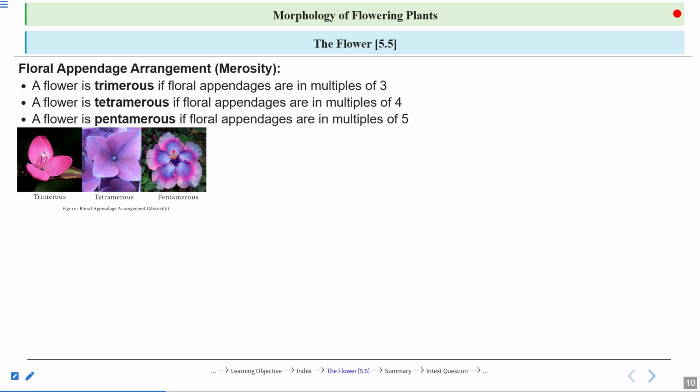So trimerous, tetramerous, pentamerous, and this is called merosity. The arrangement of floral appendages is called merosity.